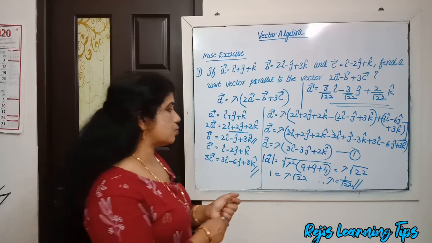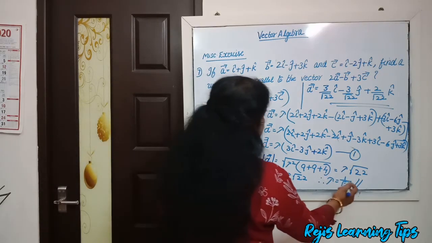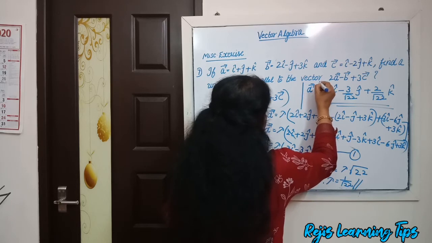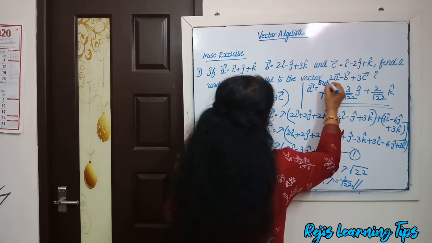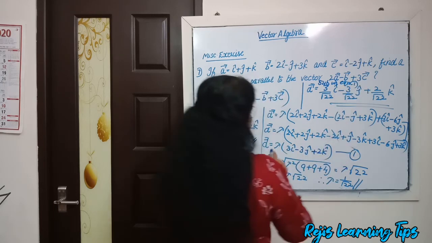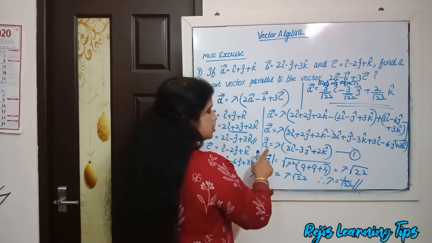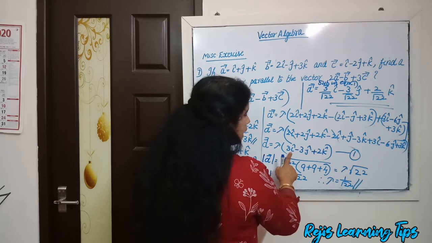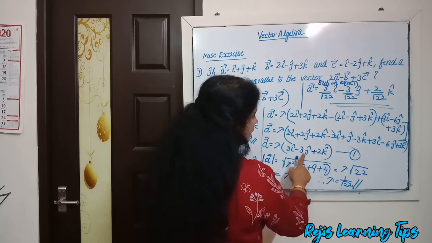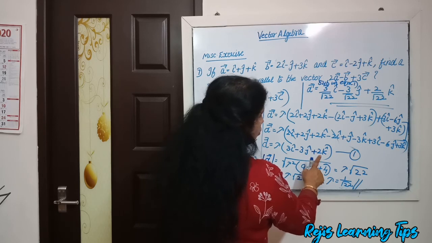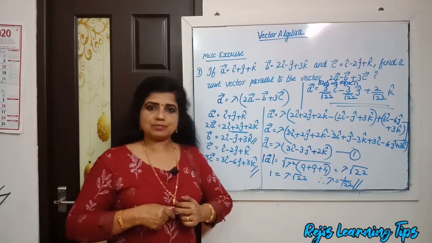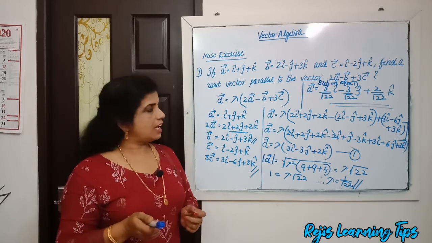So we should substitute the value of lambda equal to 1 by root 22 in equation 1. Substituting in equation 1, we will get vector D is equal to 3 by root 22 i cap minus 3 by root 22 j cap plus 2 divided by root 22 k cap. Understood? Did you follow me?